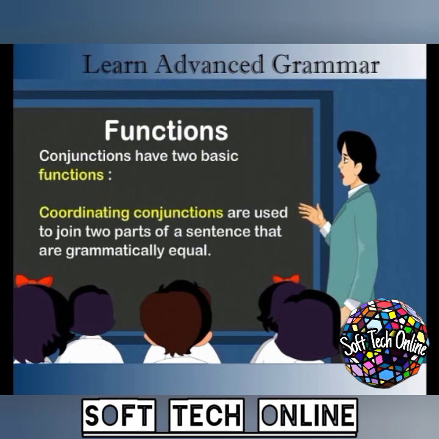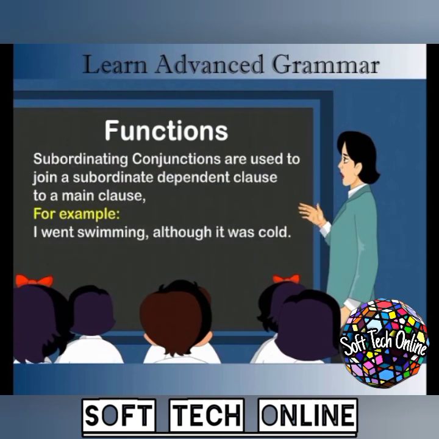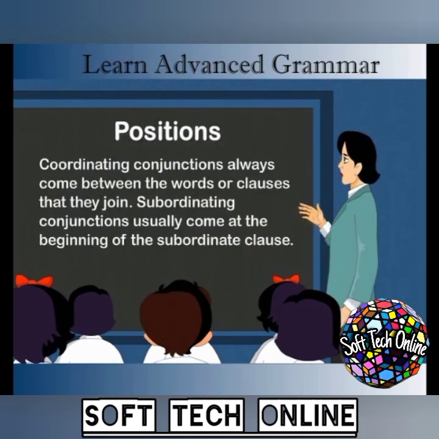Functions. Conjunctions have two basic functions. Coordinating conjunctions are used to join two parts of a sentence that are grammatically equal. The two parts may be single words or clauses. For example, Jack and Jill went up the hill. The water was warm, but I didn't go swimming. Subordinating conjunctions are used to join a subordinate dependent clause to a main clause. For example, I went swimming, although it was cold. Positions. Coordinating conjunctions always come between the words or clauses that they join. Subordinating conjunctions usually come at the beginning of the subordinate clause.